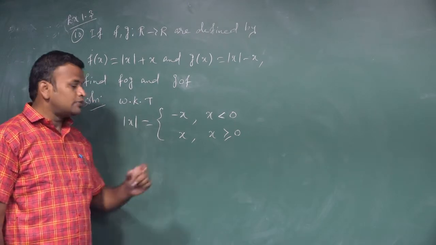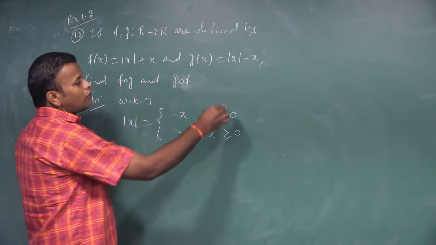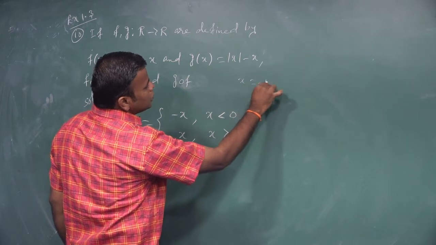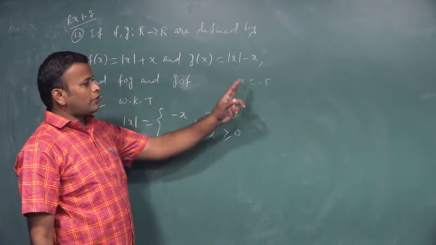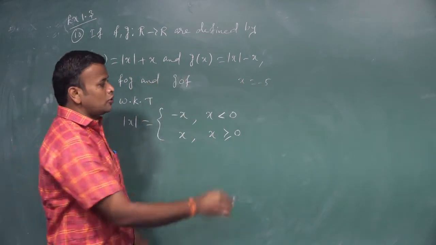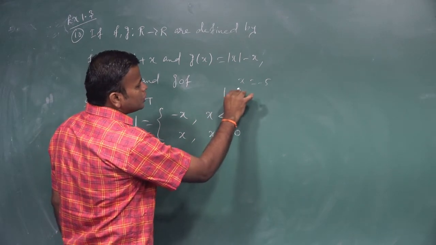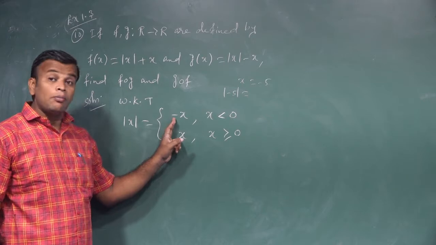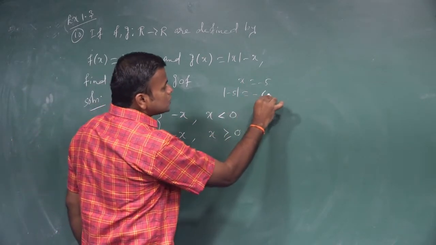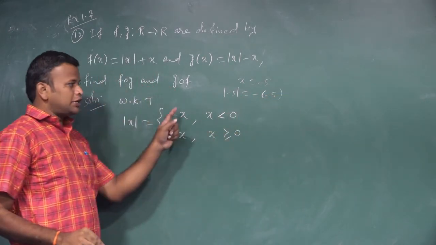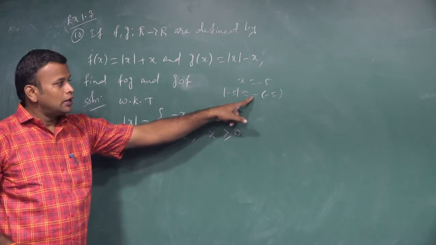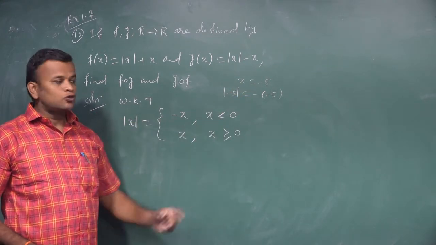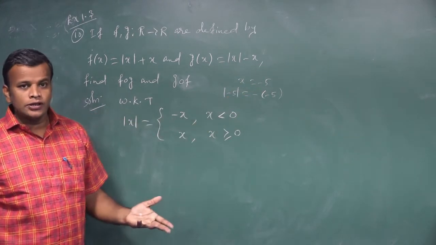I will give one example. Suppose I put the value of x equal to -5. You see, -5 is less than 0. So now we need |-5|. According to our definition, how do we find |x|? It is -x. So minus of minus 5. Here the value of x is -5, so minus of minus 5 is plus 5.